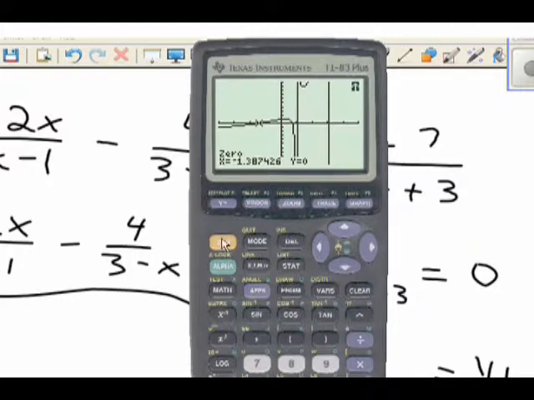And I can do the same for the other solution. Moving towards that, coming from the left side, coming from the right side. I'm confirming that I have an answer of, there we are, 0.72.